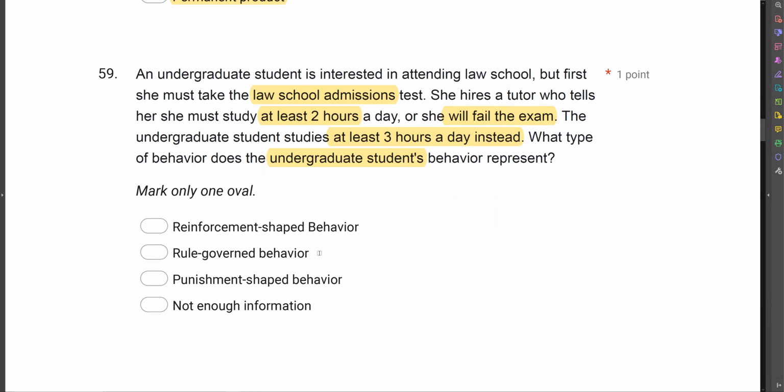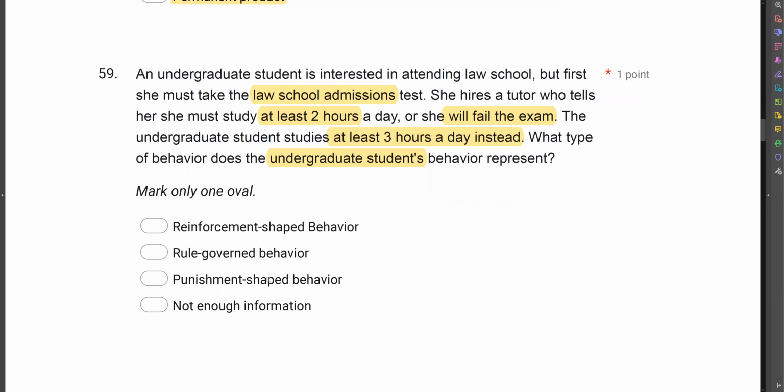Rule-governed behavior is when behavior changes from a verbal statement that is stating the behavior, the contingency, and the consequence, which is what is occurring here. If she meets a consequence, right? Let's say she does study at least 2 hours a day and then she passes. Now we've got contingency shaped behavior. She hasn't engaged in the contingency yet.